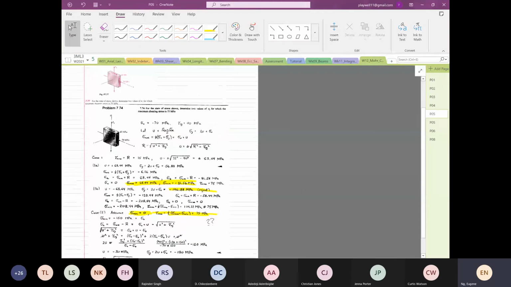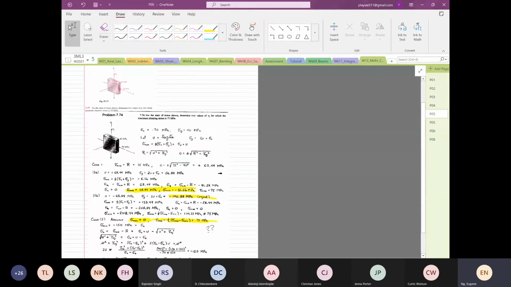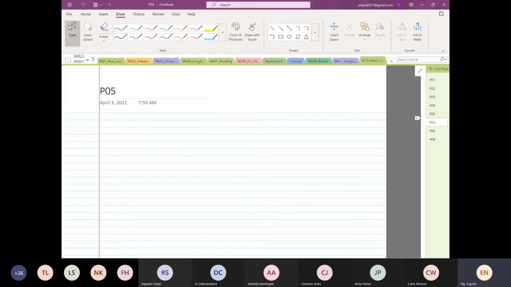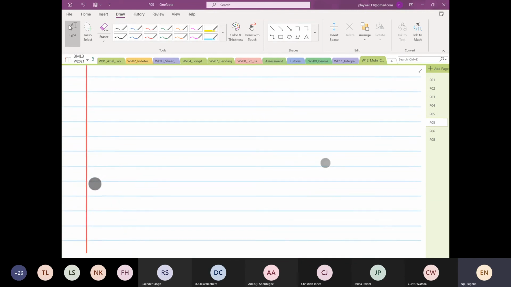Where they combine yield strength and Mohr circle together. Did they tell you anywhere at this stage? No, nothing. They just say, boom, go for it, have fun. That's why the solution manual has to be treated with caution. Let's do it our way.